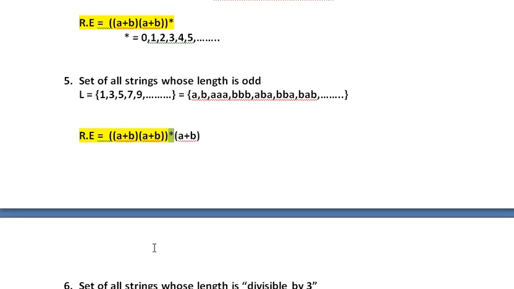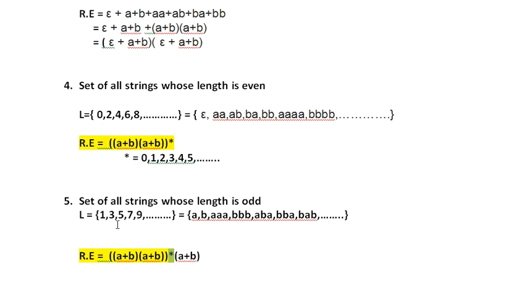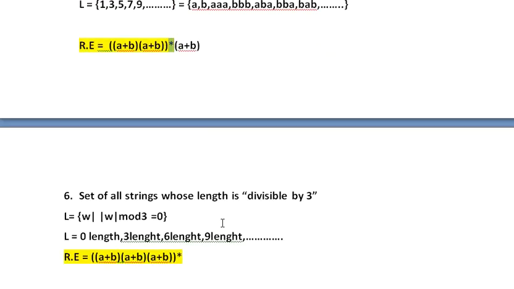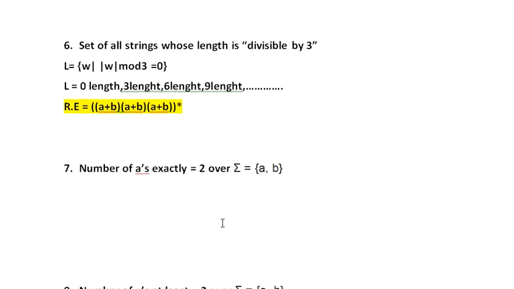Clear? Now this is the basic example of where we have learned how to find out strings whose length is even and odd. Correct? Now moving to question number 6. Question number 6 says: the set of all strings whose length is divisible by 3. Divisible by 3 or multiples of 3, you can say anything, right? That means I have to consider 0 length, 3rd length, 6th length, 9th length, then next 12 length and 15 length, and so on. Correct? So how to do that?